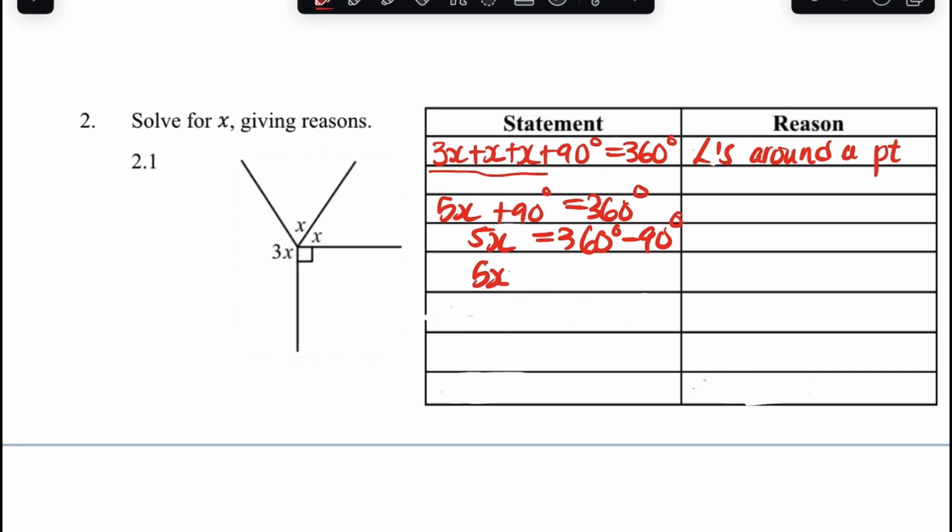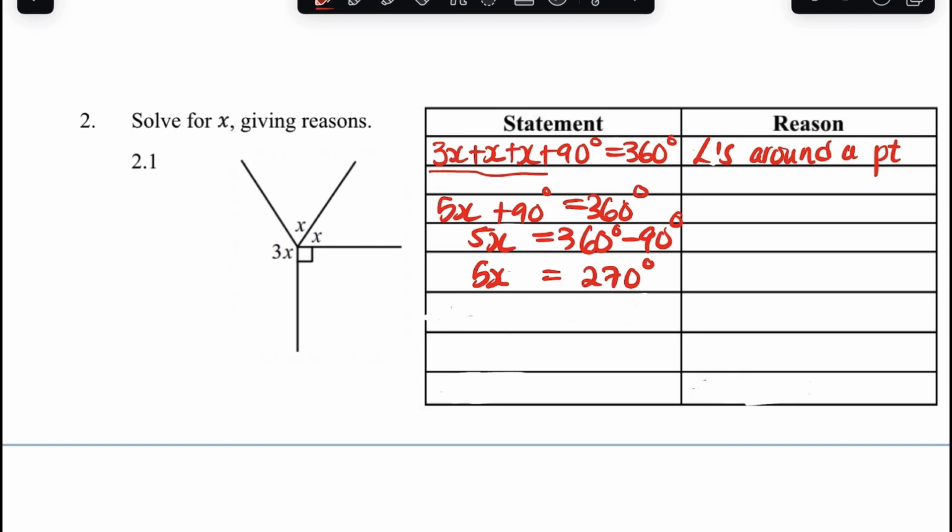Here you have to use the calculator, grade 8 and 9. Do not use your mind. Trust the calculator in all cases. So I'm looking for my calculator. We'll say 360 minus 90, it's 270 degrees. And then 270 degrees, we divide it by 5.